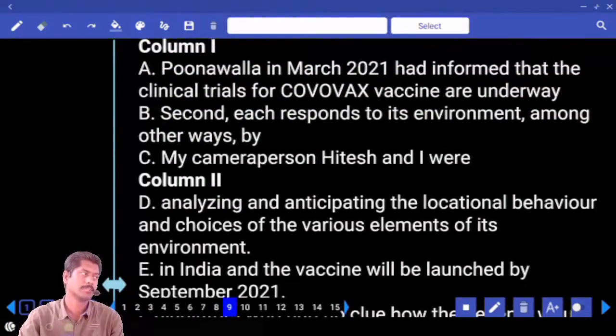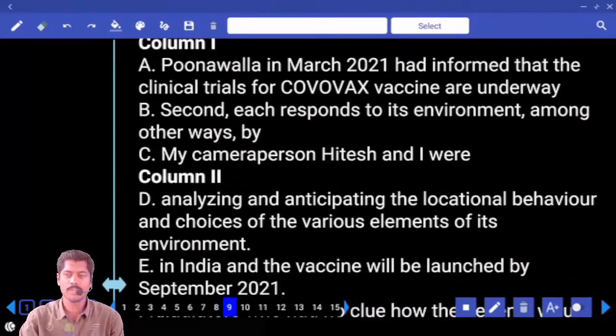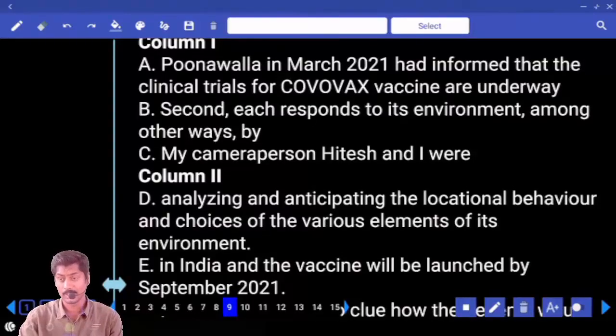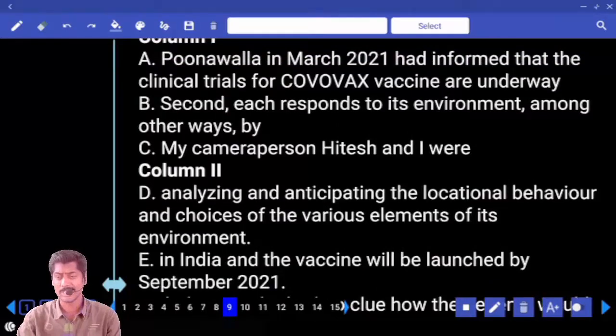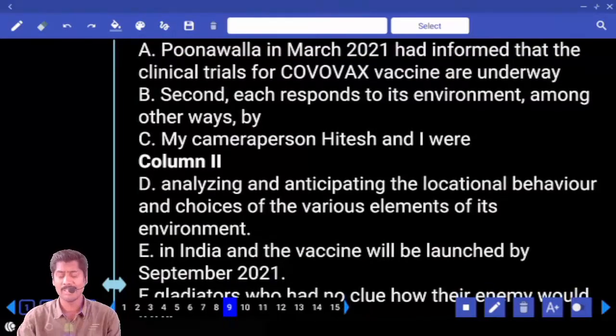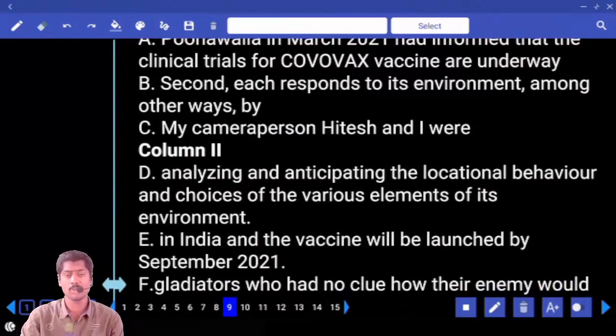Now, next one. Poonawalla in March 2021 had informed that the clinical trials for COVAX vaccine are underway. So, are underway, analyzing, anticipating. The locational behavior, no. Underway means in the process, on the way. Underway in India, maybe. Underway gladiators, no. I'm not sure about A.